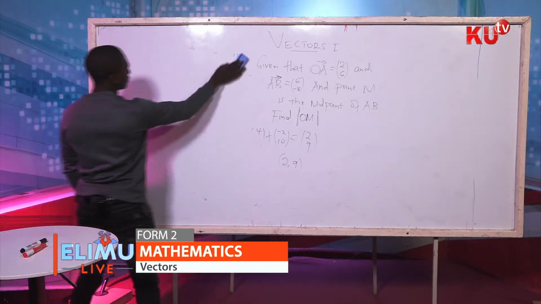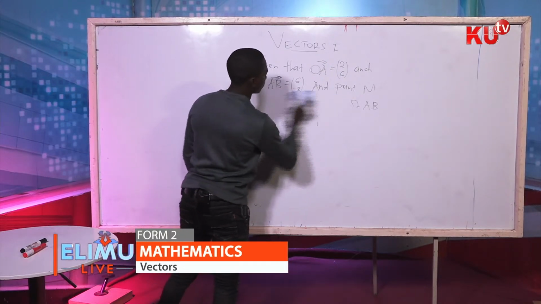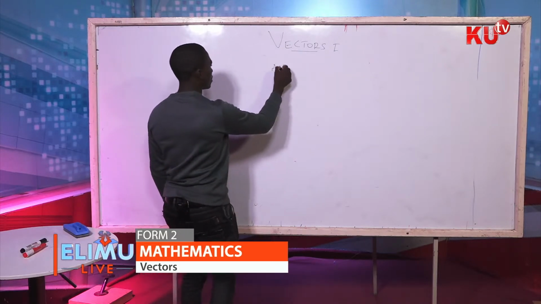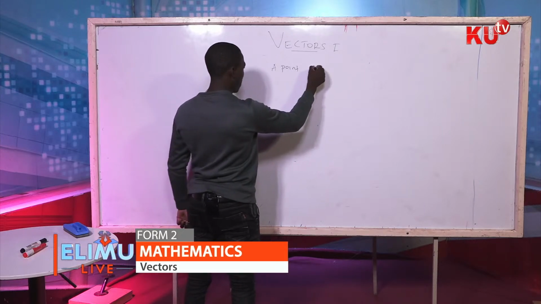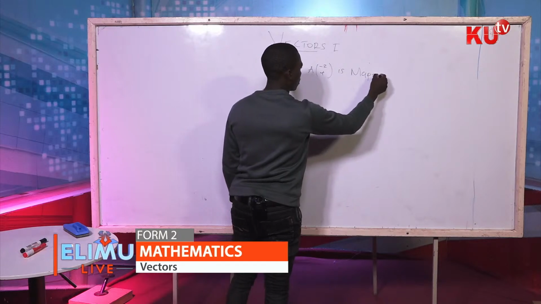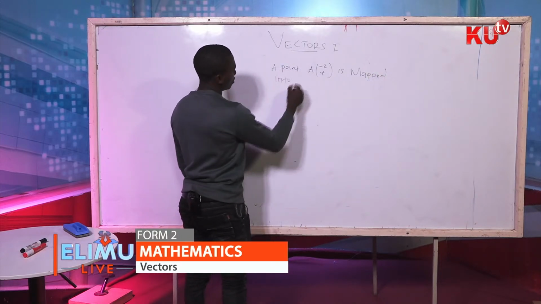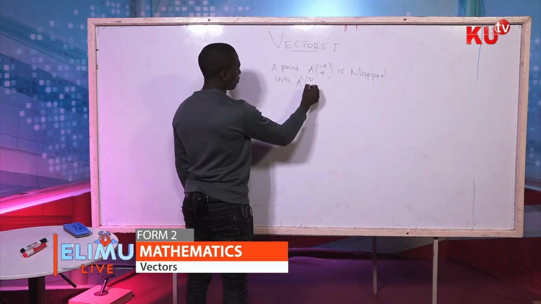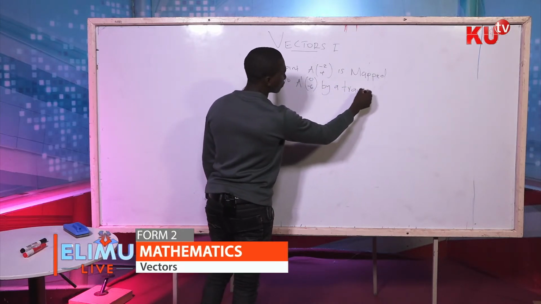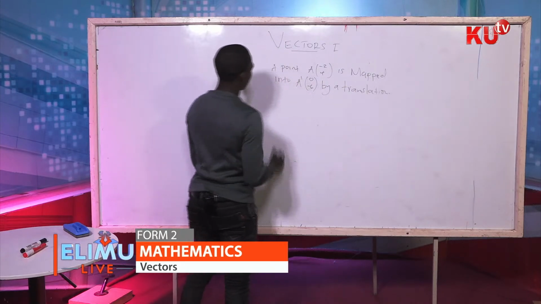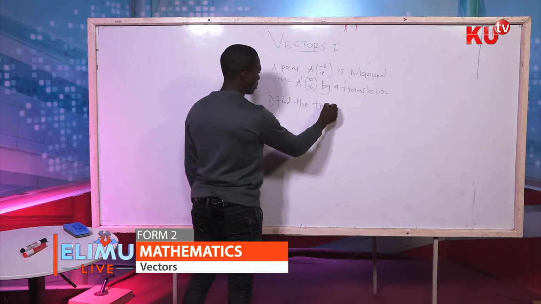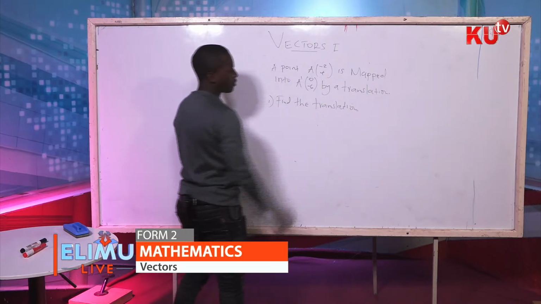Assignment on translation. Just one question. A point A with coordinates (-2, 4) is mapped into A prime, which is (0, -6), by a translation. Roman 1, find T. So find the translation. That will be 1 mark because you can do it offhand.